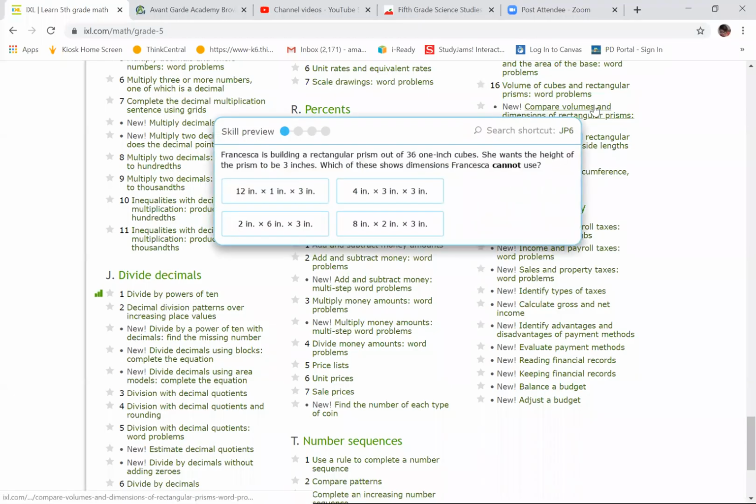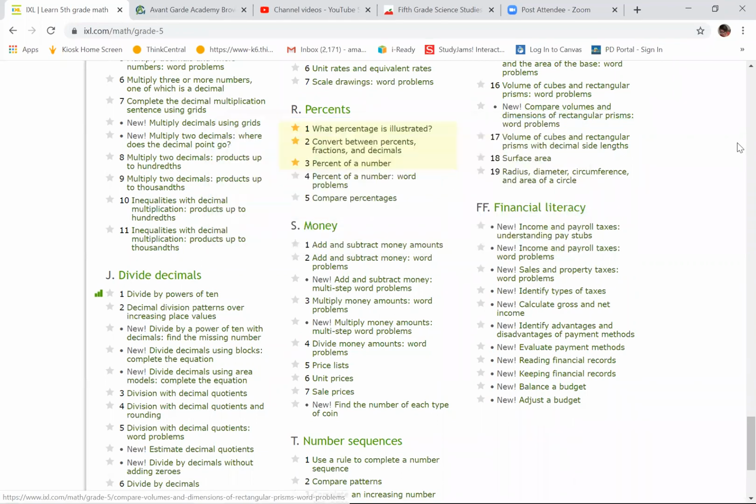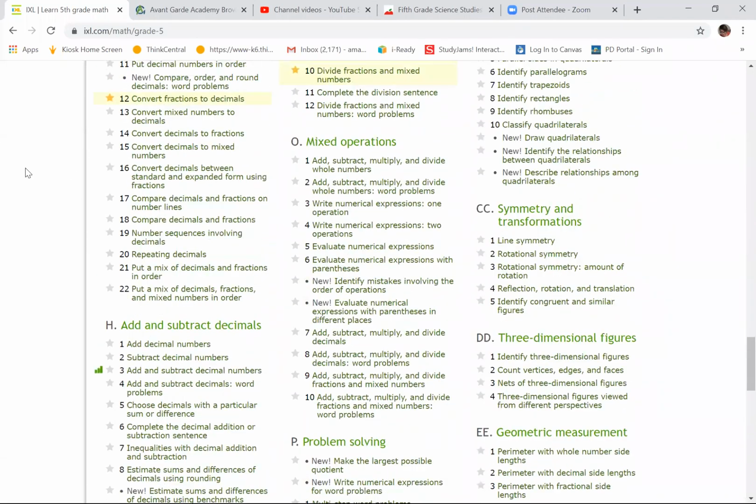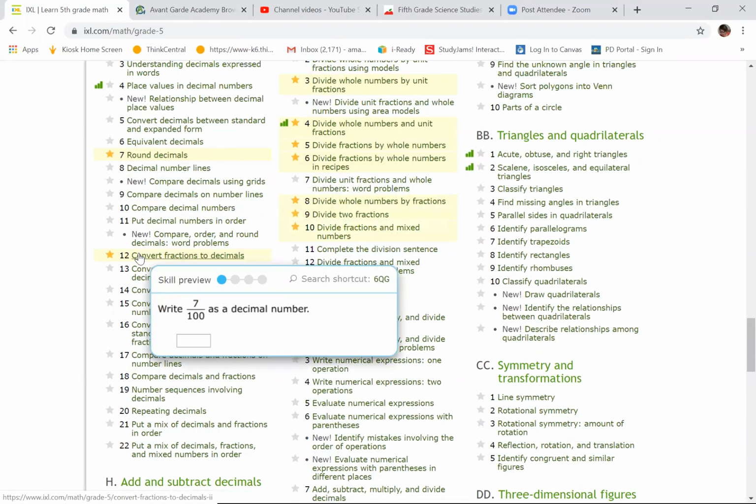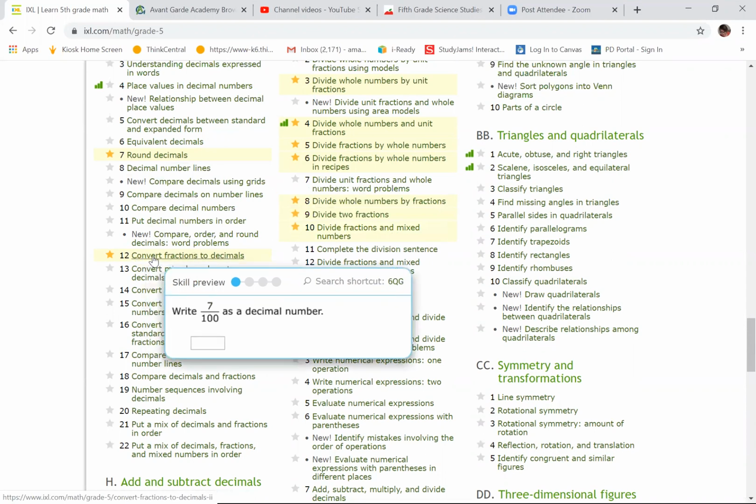Okay, here we are at IXL. So what I would like for you to do is you can review how to convert between percents, fractions, and decimals, or you can come back up here and you can review rounding decimals. Nope, I want you to do this one. Convert fractions to decimals. That's the one I want you to do. Converting a fraction to a decimal. Just do a couple of those problems.